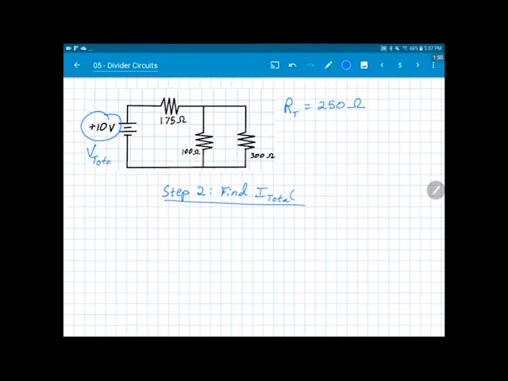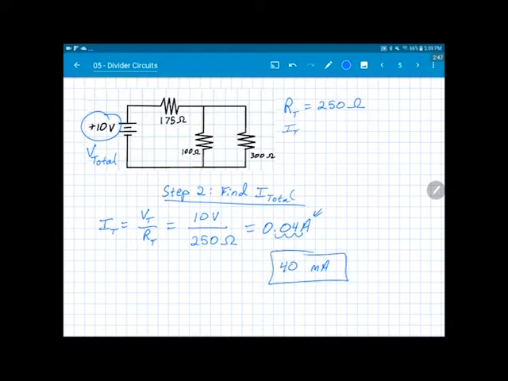Now the total current, I'm going to have to use Ohm's law. I already have total voltage and total resistance, so I'm going to divide them. Total voltage divided by total resistance. And this becomes 0.04 amps. But customarily I want it in milliamps. So I'm going to move the decimal point 3 places, and that gives me 40 milliamps.